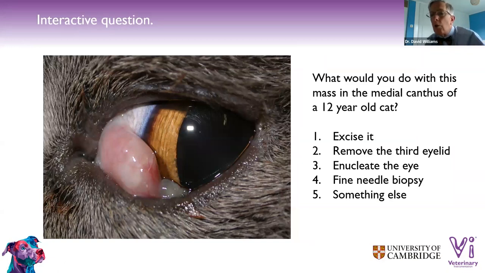Is this a cherry eye? What would you do with a mass in the medial canthus of this 12-year-old cat? Chop it out? Enucleate? Fine needle biopsy? So I can see the answers coming in.